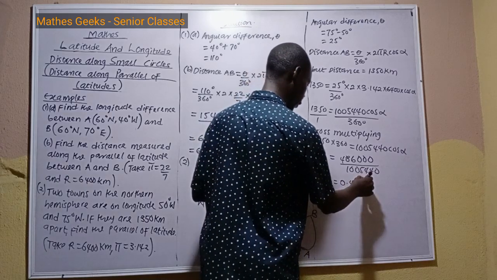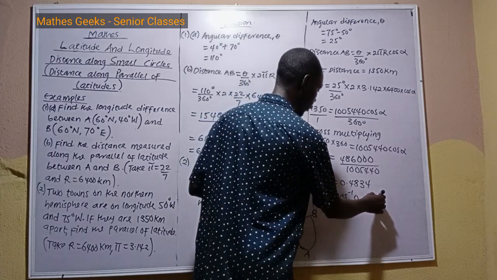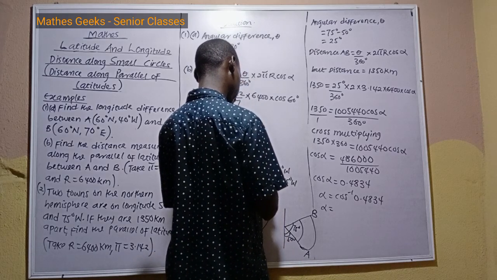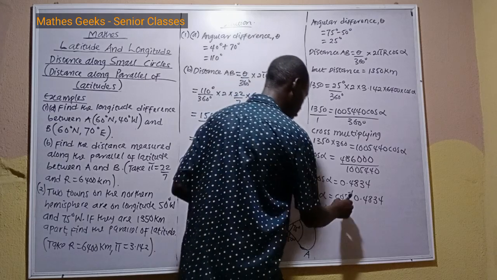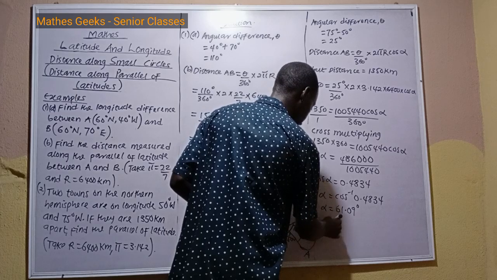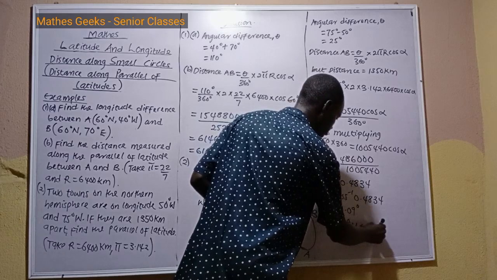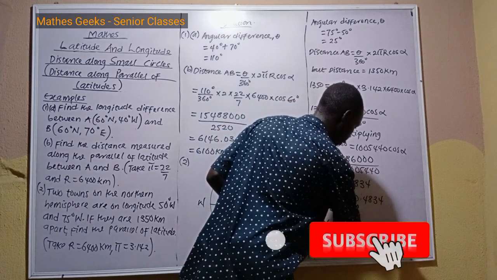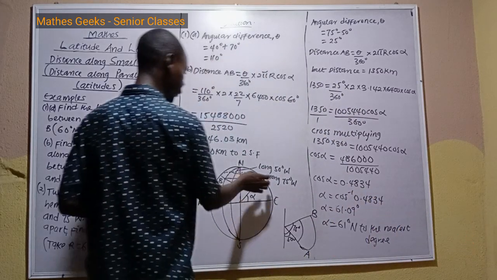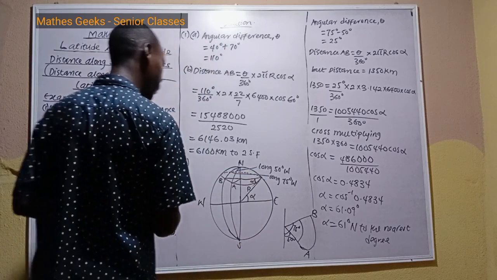Cos alpha is equal to 0.4834. Alpha is the inverse cos of 0.4834, so alpha is 61.09 degrees, which is 61 degrees north to the nearest degree. So the latitude is 61 degrees north. That's the answer.